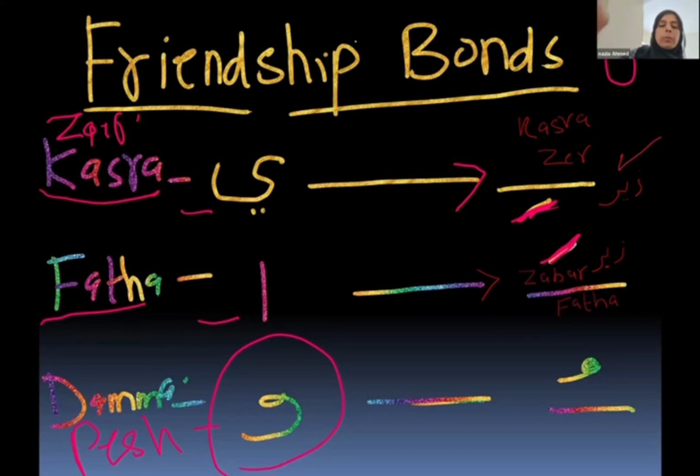So what about dhamma, the pesh? So wow has a friendship bond with dhamma, pesh. They look the same as well in looks. If you see wow, the next letter would be dhamma. If you see dhamma, the next letter would be wow, because they have a very strong friendship bond. And that created this term, friendship bond.